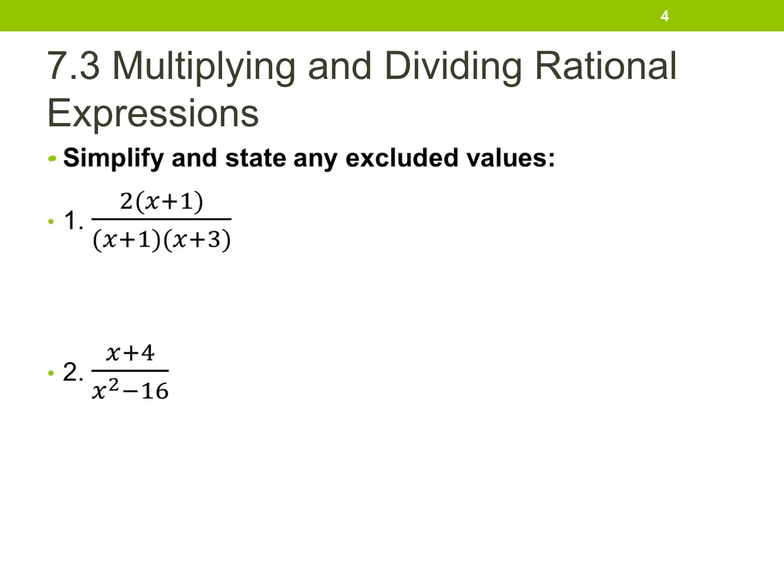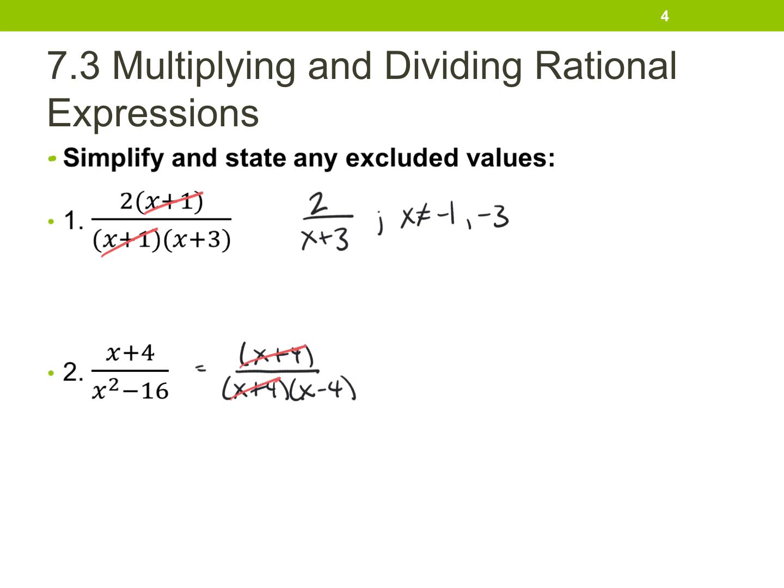Okay? Go ahead and simplify both numbers 1 and 2 and state the excluded values for these. Go ahead and pause the video and work on these. So if you did everything correctly, this is what you would have gotten along the process. Okay, so for the first one, notice that the x plus 1 cancels right off the bat. And then we can also state the excluded values as x cannot equal negative 1 or negative 3.